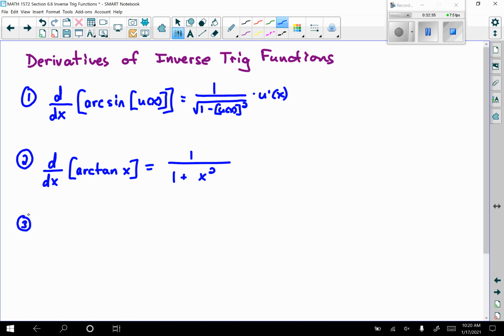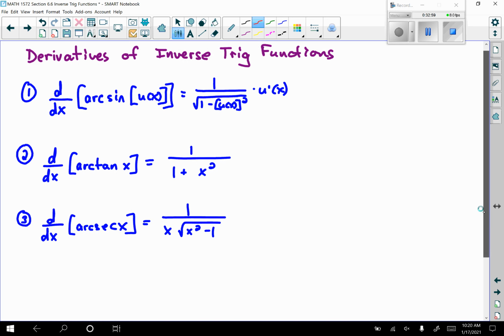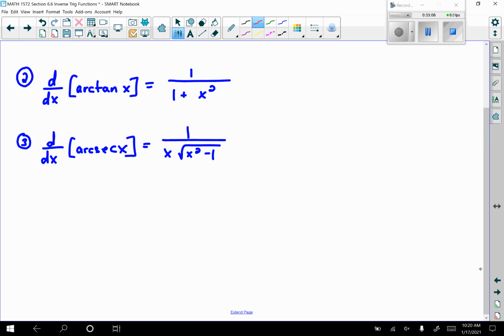And then we'll do arc secant. This becomes 1 over x times the square root of x squared minus 1. And again, times whatever the derivative of x is. So notice all three of those, arc sine, arc tangent, arc secant, those are all positive. Now let's get to the negative ones.